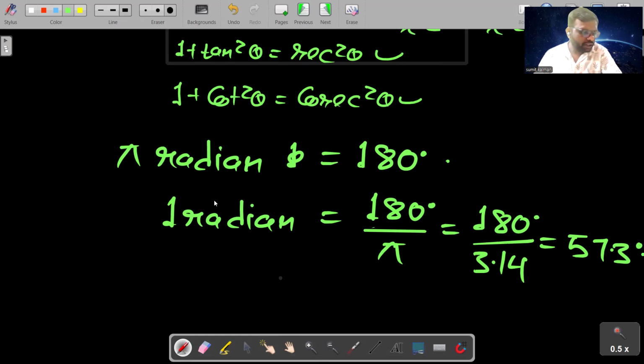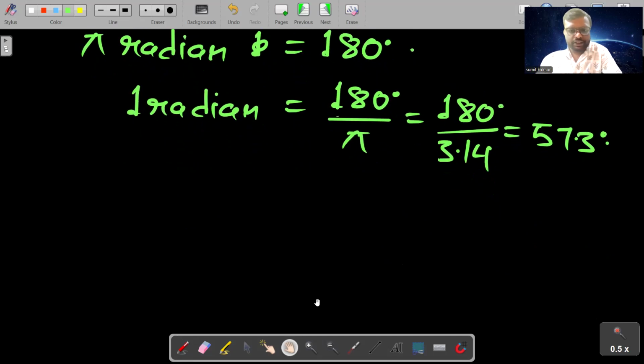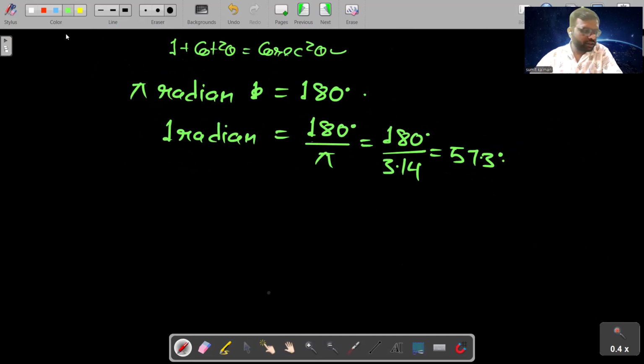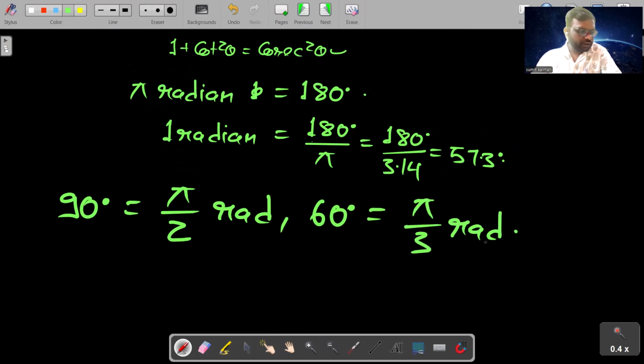Now, next, students, 90 degree is equal to pi upon 2 radian. And students, 60 degree is equal to pi upon 3 radian, and so on.